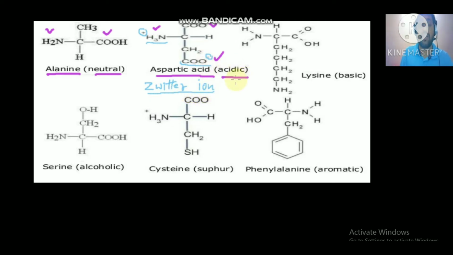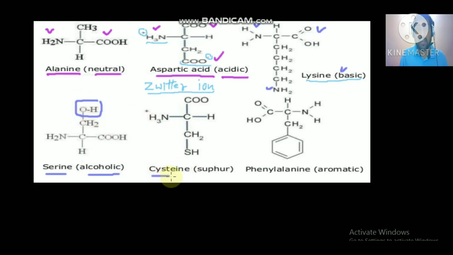So this is aspartic acid, that is acidic because it contains more carboxylic acid units. Here it is lysine, that is the basic amino acid, and the reason is you can see only one carboxylic acid unit, but amino units are two. That's why it is a basic amino acid. Here serine is an alcoholic amino acid. Why? Because it also contains one OH group.